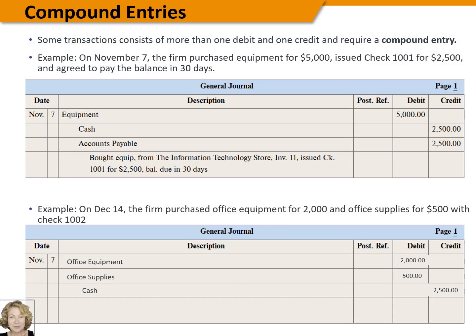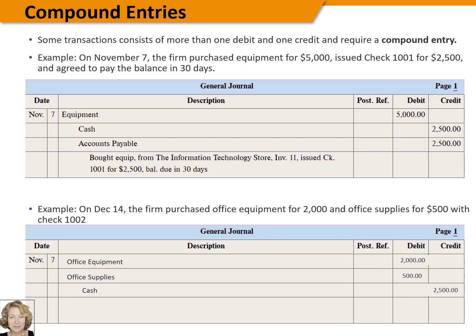There are some transactions that consist of more than one debit and one credit and require a compound entry. For instance, on November 7th, the firm purchased equipment for $5,000 and issued a check 1001 for $2,500, and agreed to pay the balance in 30 days. The journal entry debits equipment for $5,000 and then credits cash for $2,500 and credits accounts payable for $2,500.